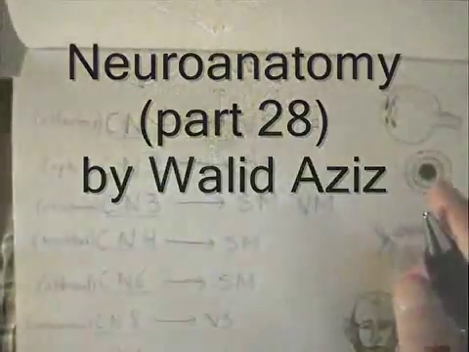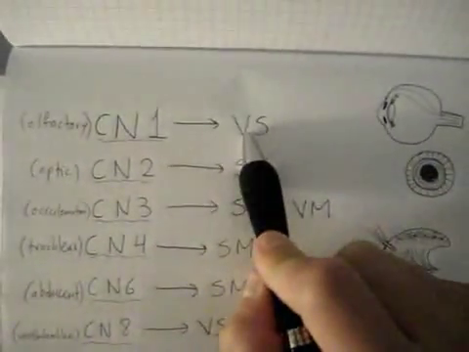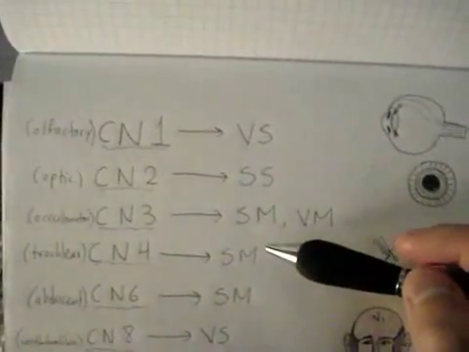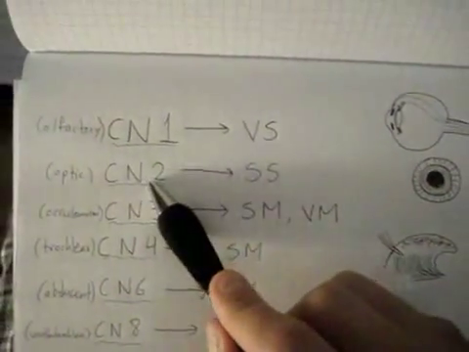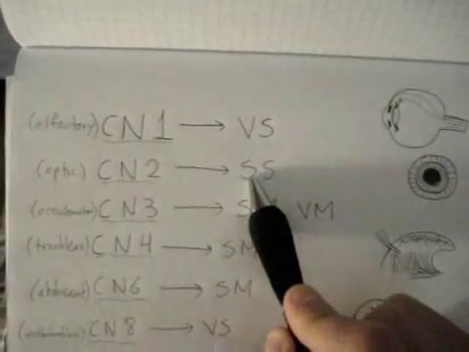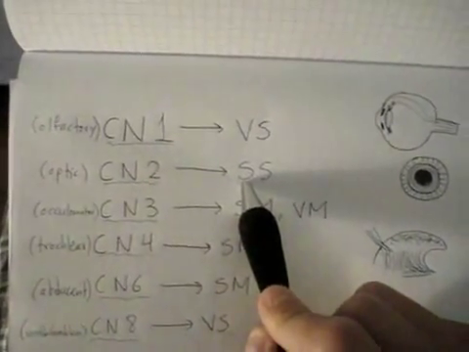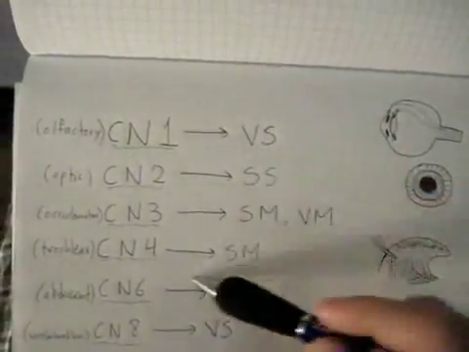So now we will talk about what these cranial nerves do. Cranial nerve 1, also known as the olfactory nerve, is a visceral sensory nerve. All it does is the sensation of smell. Cranial nerve 2 is a somatic sensory nerve. It's called the optic nerve. It's only involved with vision, seeing.